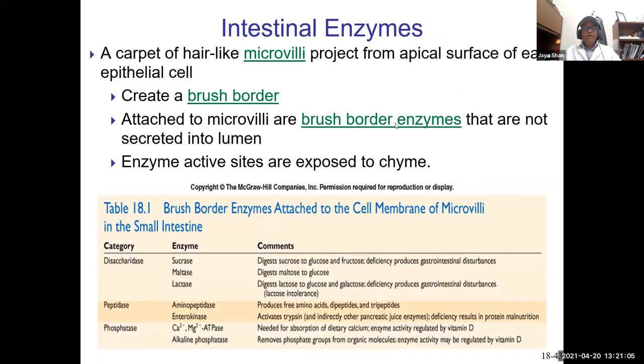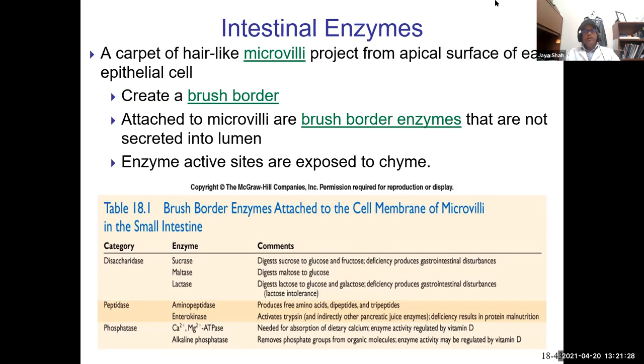So the carpet of hair-like microvilli projects from the apical surface of each epithelial cell. So the microvilli are infoldings of the plasma membrane of epithelial cells. And they look like a carpet. That's why we call them brush border. And on that brush border, there are enzymes attached, and those are called brush border enzymes.